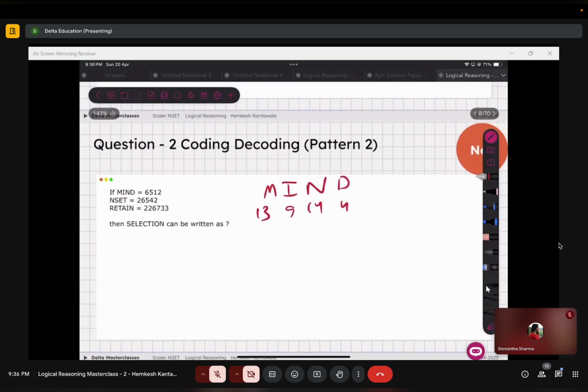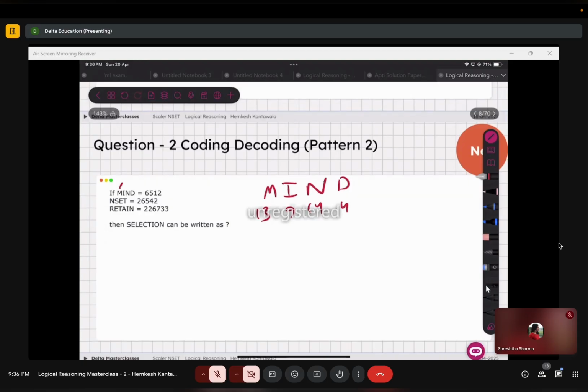Okay, so let's think how we need to proceed in questions like this. Now I got M is 13, I is 9, N is 14, D is 4. Is there something related to M is 6, I is 5? Because here there are 4 digits, here also 4 digits, okay. But here there are 4, but here there are 5 digits. So the pattern here is not of direct matching, okay.